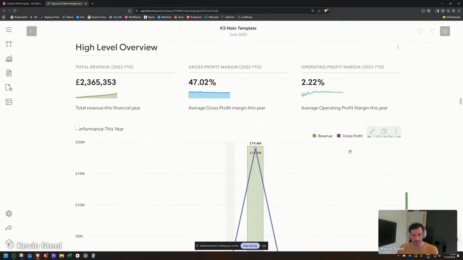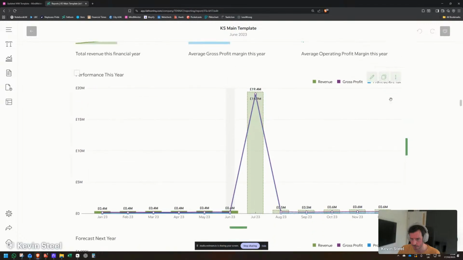Then we get into a little bit deeper analysis. So a high level overview: total revenue year to date, gross profit margin year to date, operating profit margin year to date. And then, this has gone crazy because I think back in our main forecast, we changed one of the figures to be like 2 billion or something. So now it has spiked very, very high.